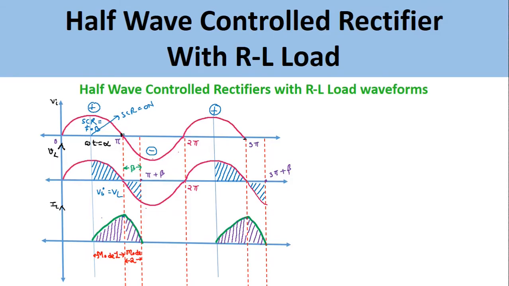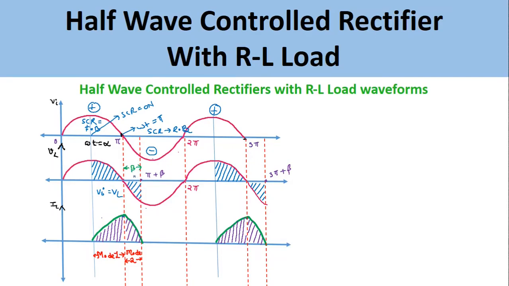And after omega t is equal to pi, the input signal goes into the negative half cycle as shown in the figure. As soon as the input signal goes into the negative half cycle, what happens to the SCR? The SCR goes into the reverse bias condition. Due to this, the SCR tries to turn off due to natural commutation or line commutation, but since there is energy stored in the inductor, and that energy is in the form of voltage, the polarity of that voltage is such that it keeps the direction of the current the same as before.